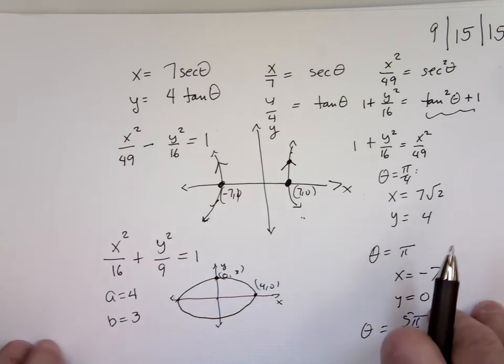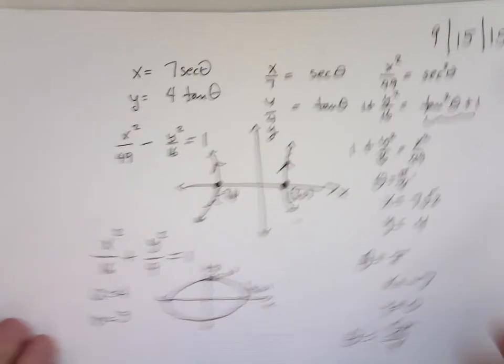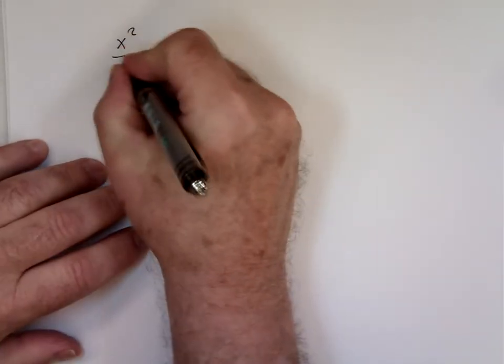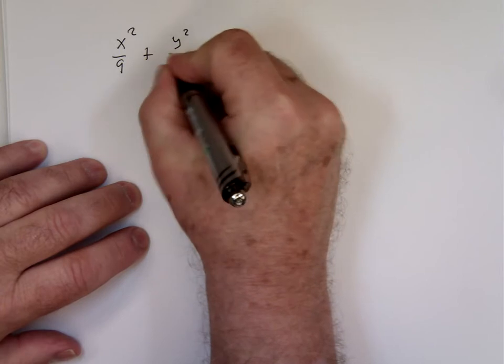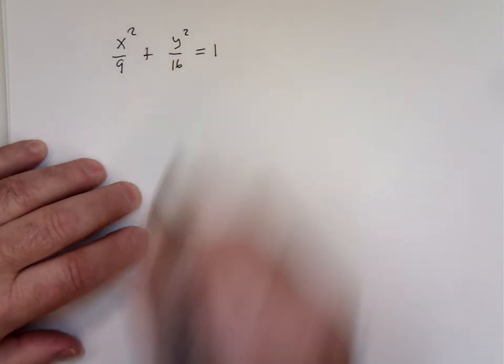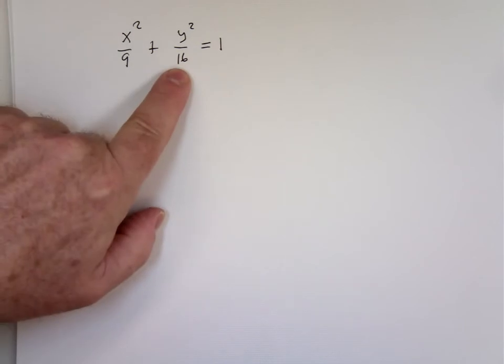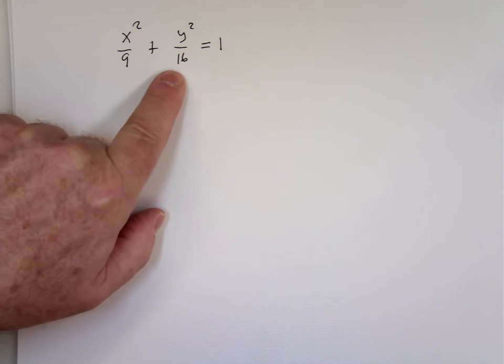Okay? If we had a different ellipse, slightly different, like so, x squared over 9 and y squared over 16 equals 1. The a is still the greater. This is now going to be a squared. A is still 4. Okay, a is the greater, but it's along the y-axis now.